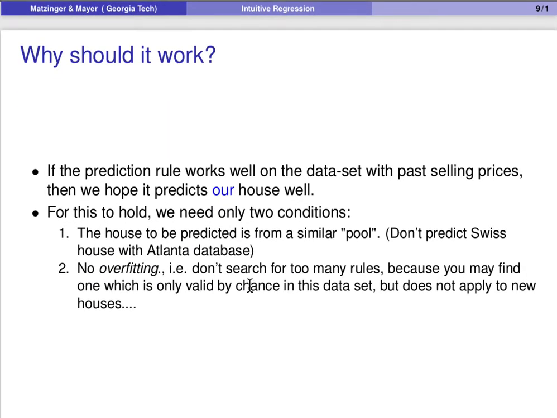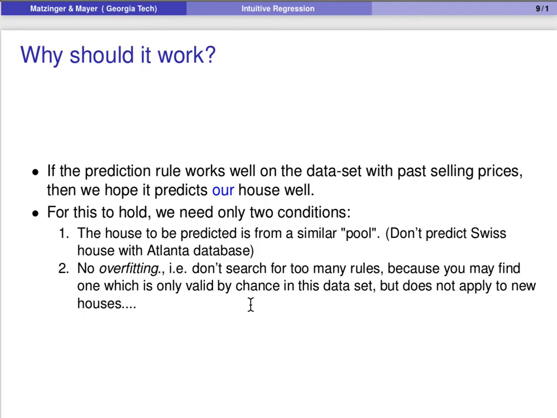Why would this work? If the prediction rule works well on the data set with past selling prices, then we hope it predicts our house well. Of course, we cannot predict a house in Switzerland using an Atlanta database. The other problem is that it will work as long as we don't do overfitting. If our house is similar to those in the data set, the prediction error should be similar. So we can look at different rules and how well they work in the data set, and that gives us an indication, if our house is similar to those in the data set, of how good the rule will be, except for overfitting.